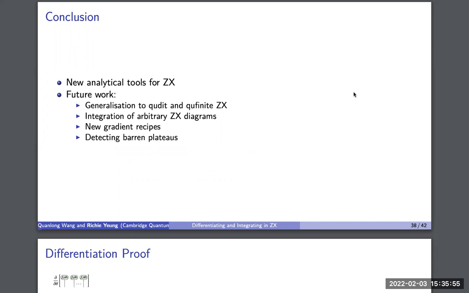In conclusion, from the integration and differentiation results from this paper, we have new analytical tools for ZX calculus. This potentially opens a lot of doors for trying different things in the future. For future work, we want to generalize these results to QDIT and QFinite ZX, integrate arbitrary ZX diagrams, find new gradient recipes, which is, I think, one of the questions already asked, and potentially develop new algorithms for detecting Barren plateaus in quantum machine learning.